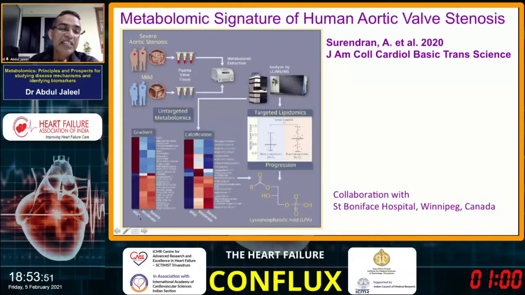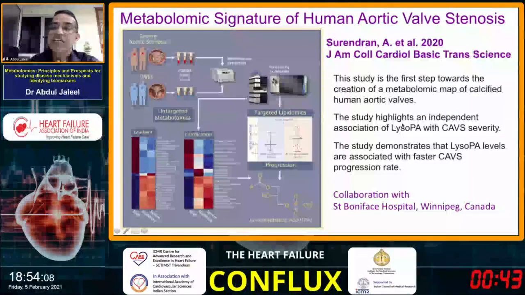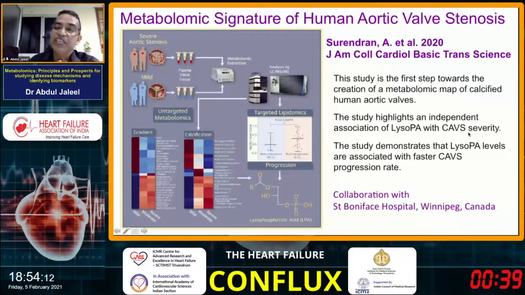So you can see that there is a different gradation for a lot of metabolites between mild, moderate, and severe stenosis as well as calcification. What this study shows is that this was the first step towards the creation of a metabolic map of calcified human aortic valves. The study highlights an independent association of lyso-PA with CAVS severity, and the study also demonstrates that lyso-PA levels are associated with the faster CAVS progression rate.